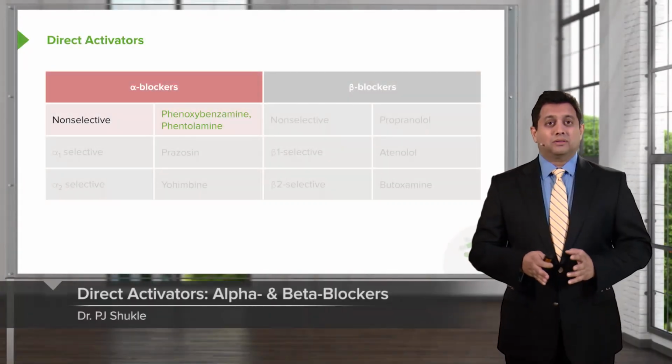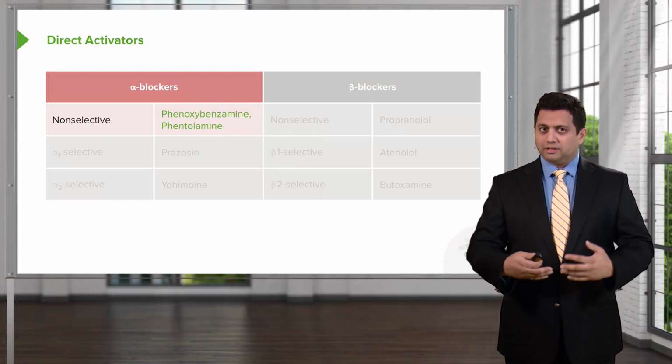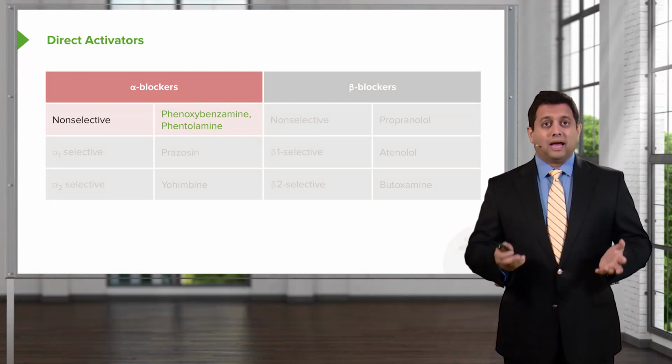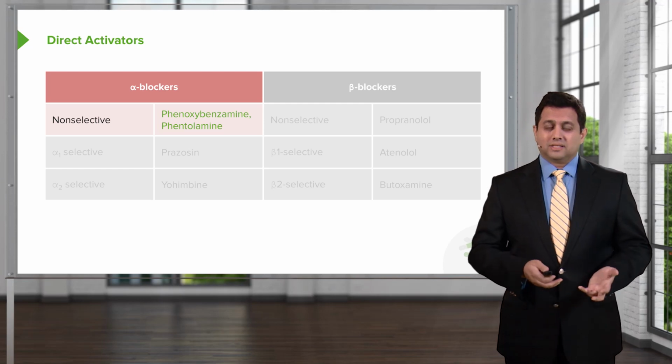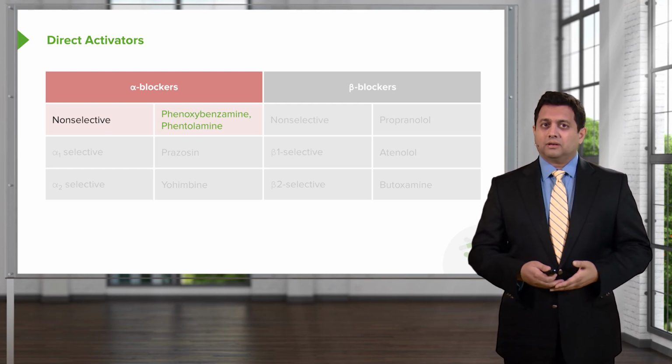So let's talk about those drugs that directly act on the receptors. Let's cover the blockers of those receptors first. So alpha blockers are non-selective and selective. The non-selective alpha blockers are phenoxybenzamine and phentolamine.